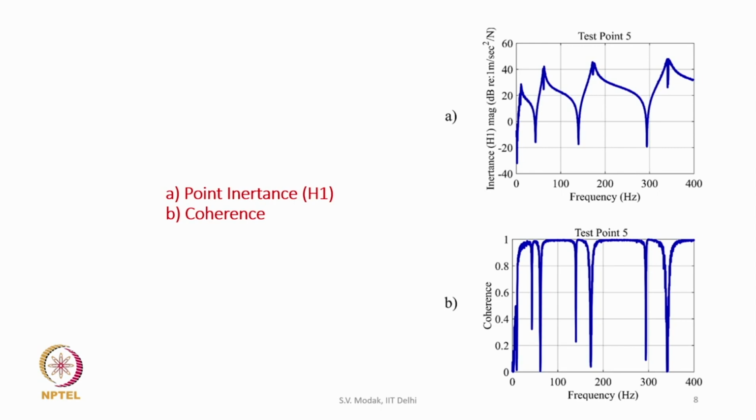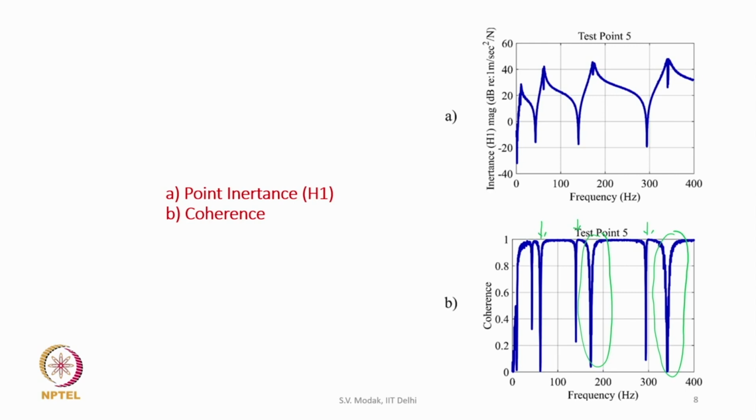From the coherence plot we see that the coherence is much less than 1 at several frequencies. For example, it is not good at resonance frequencies as well as around the resonance frequencies. We can see, for example, here the coherence is very poor. Similarly, coherence is not good in this range, and also at anti-resonance frequencies it is reducing. So overall the coherence does not look so good, and the FRF also seems to have some errors.